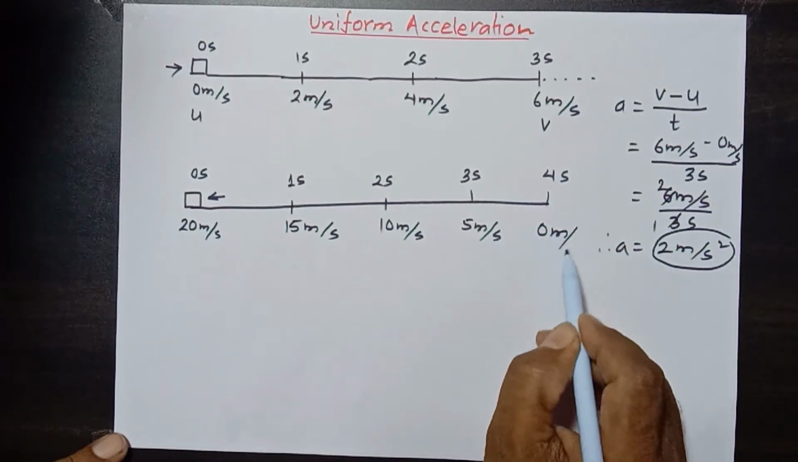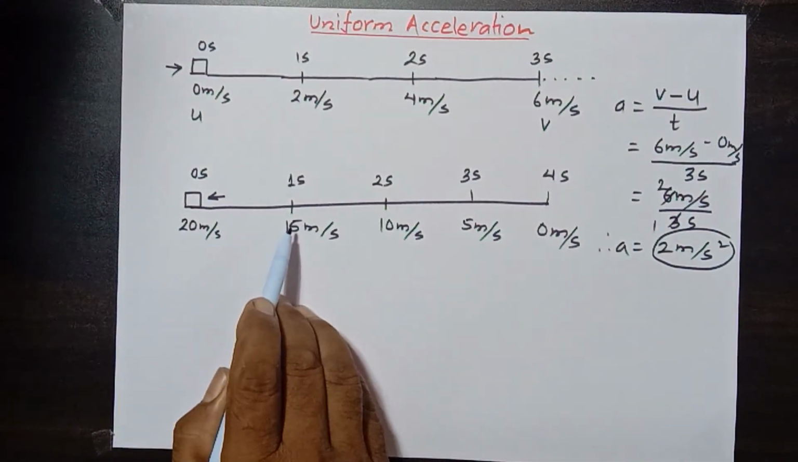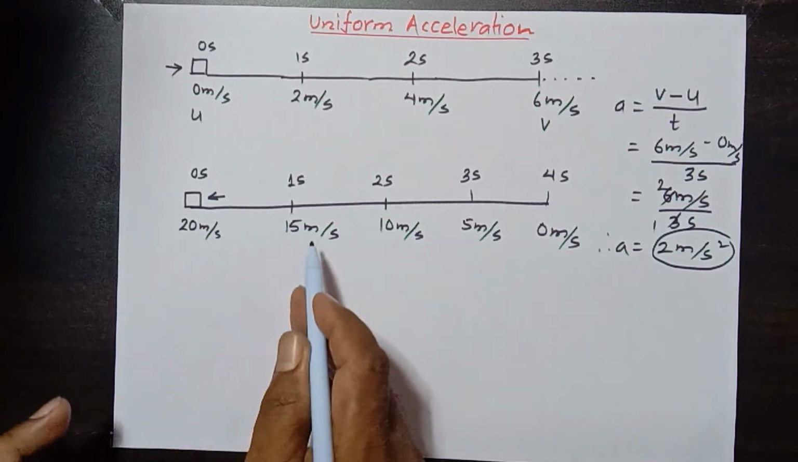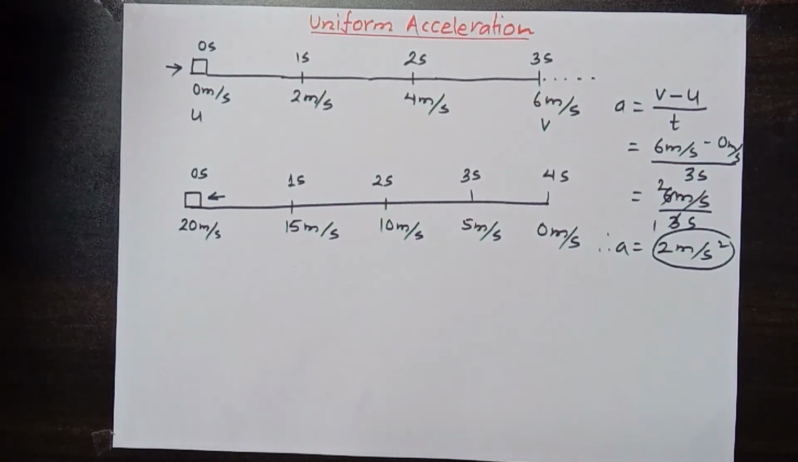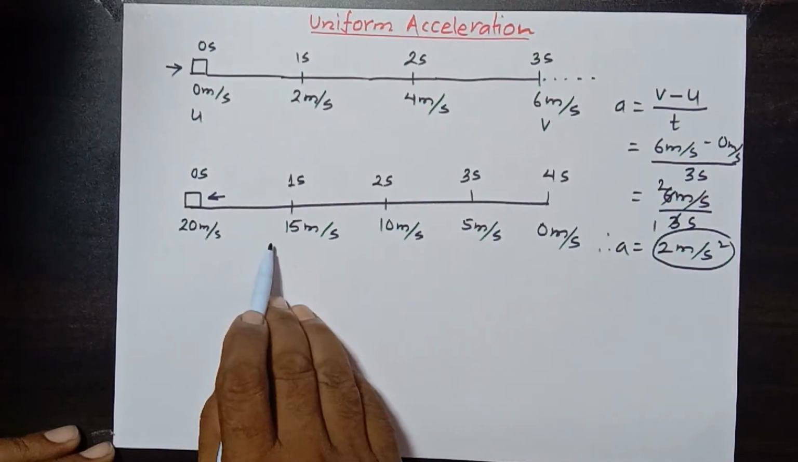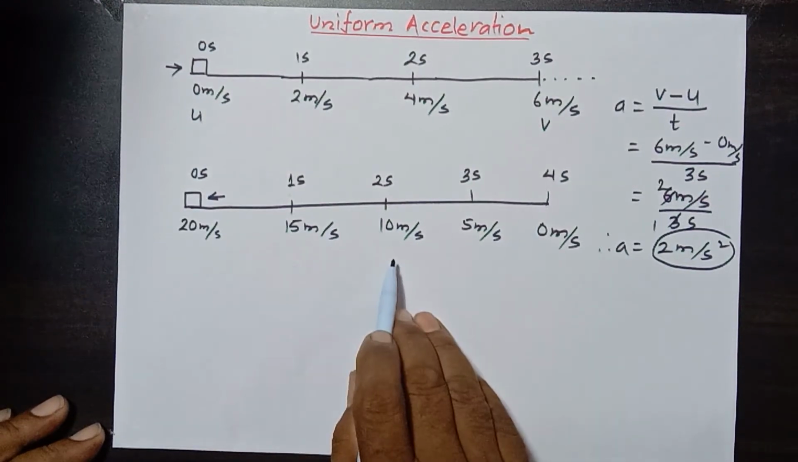0 meter per second. In this case also, look at 1 second. In the first 1 second, its change of velocity is 15 minus 20, which means minus 5. In the same way, in another 1 second, 10 minus 15 means minus 5. Again, here also minus 5, here also minus 5.